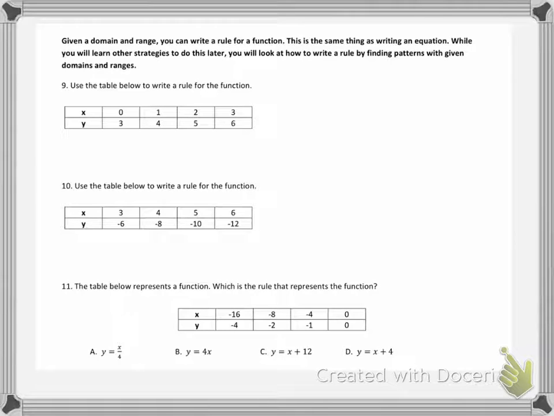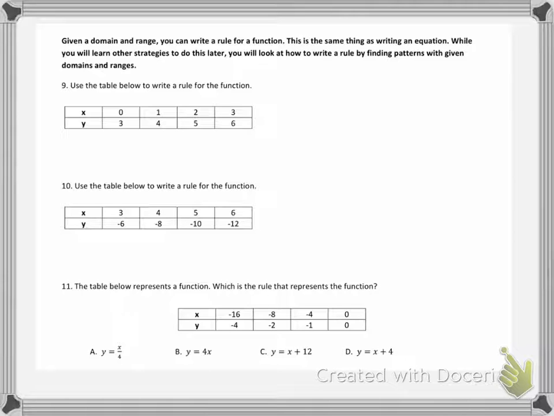So 9, 10, and 11 here, I give you a table of values. Really all I want you to do is figure out what is the pattern. What's turning the domain into the range. So we're just going to look for some really basic patterns here. So if I look at number 9, I can see my domains, I see my ranges.